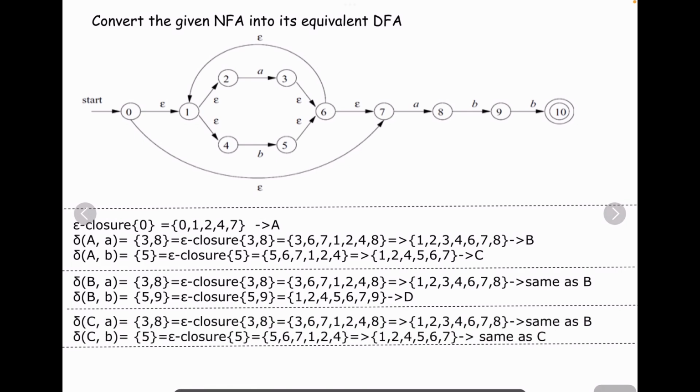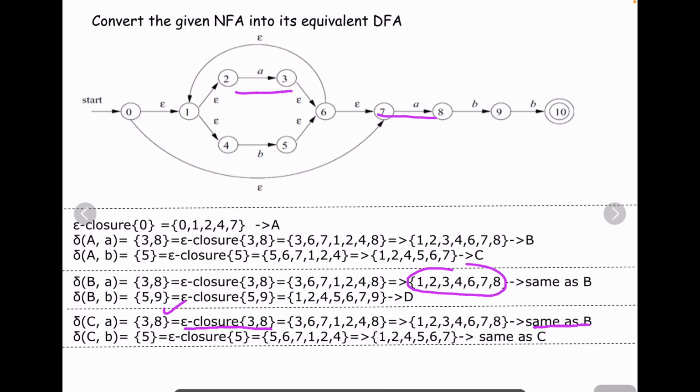C on A, we will get 2 to 3, and another one is 7 to 8. That is the epsilon closure of 3 comma 8 for C comma A. For that you have to find the epsilon closure of 3 comma 8, which is 1, 2, 3, 4, 6, 7, 8.